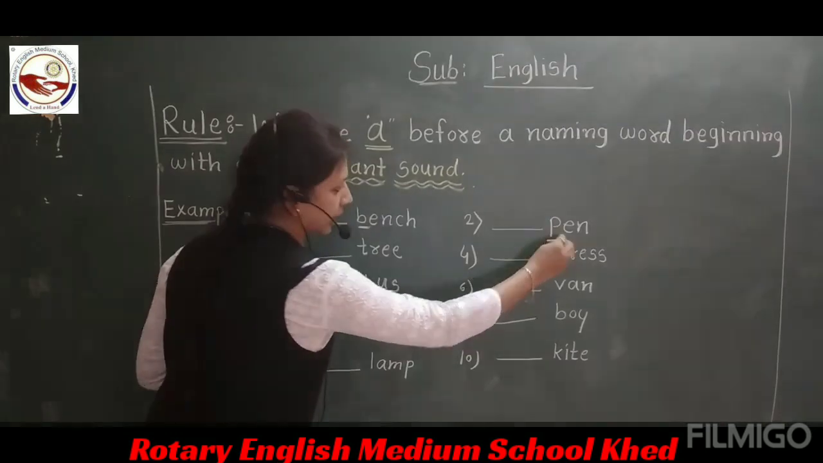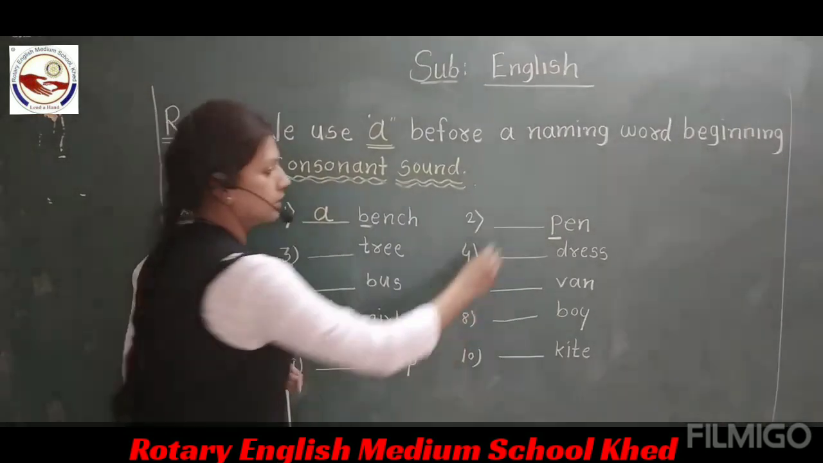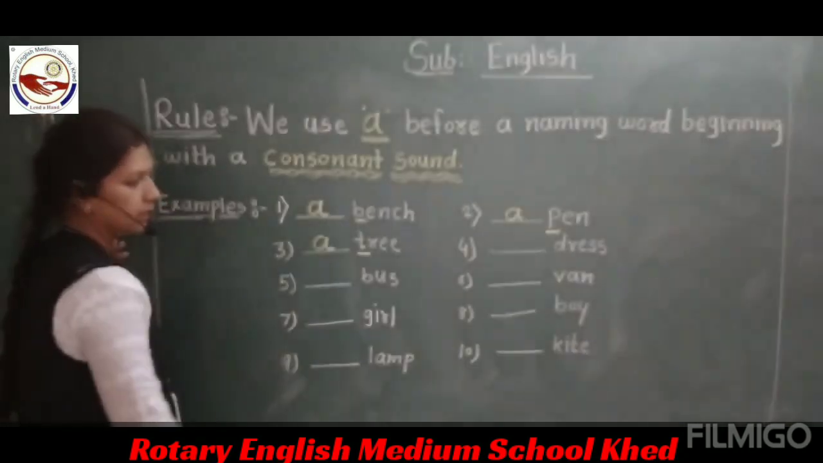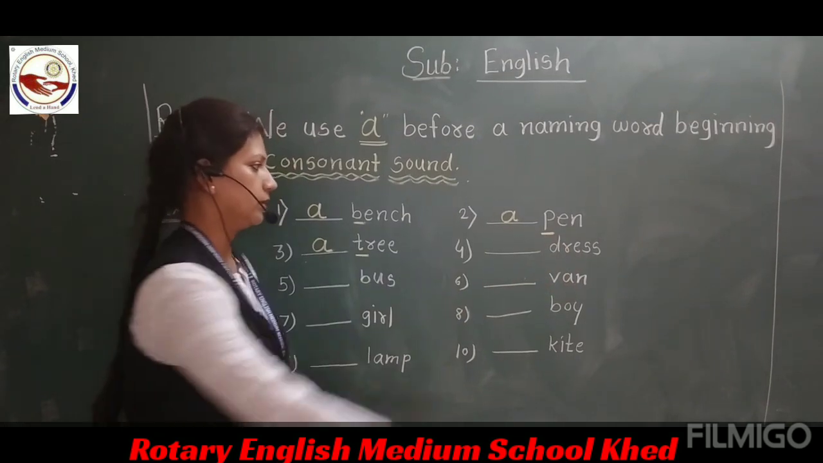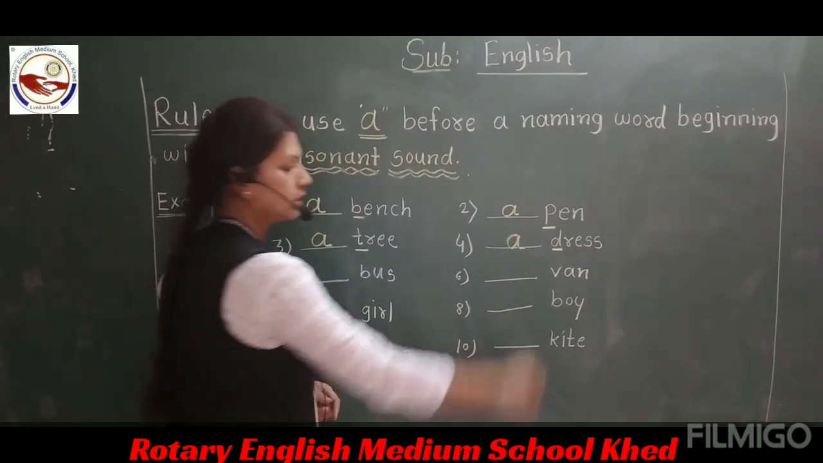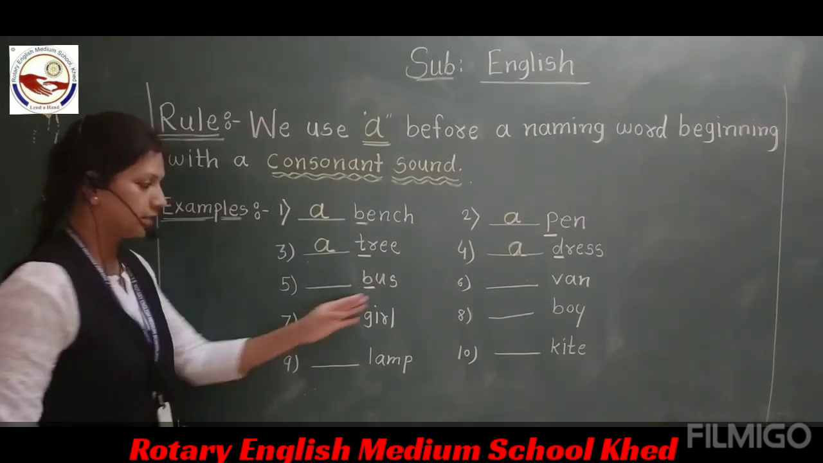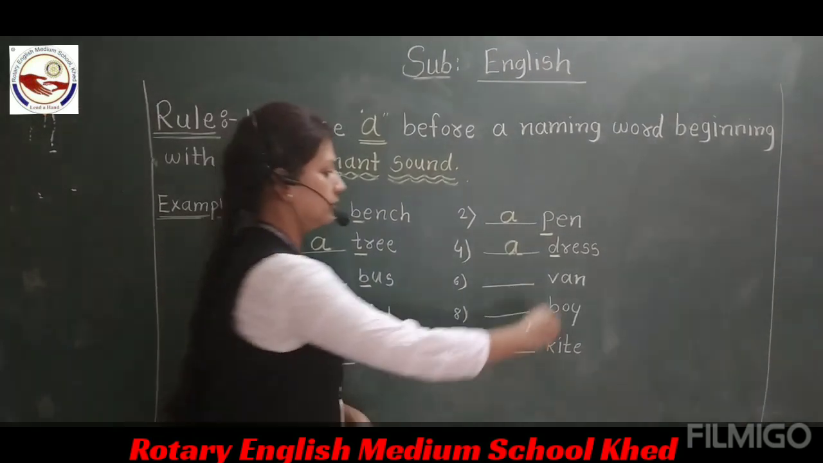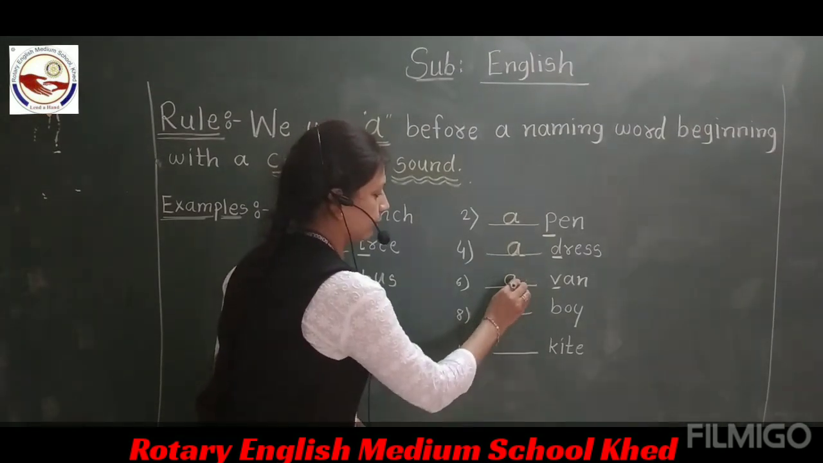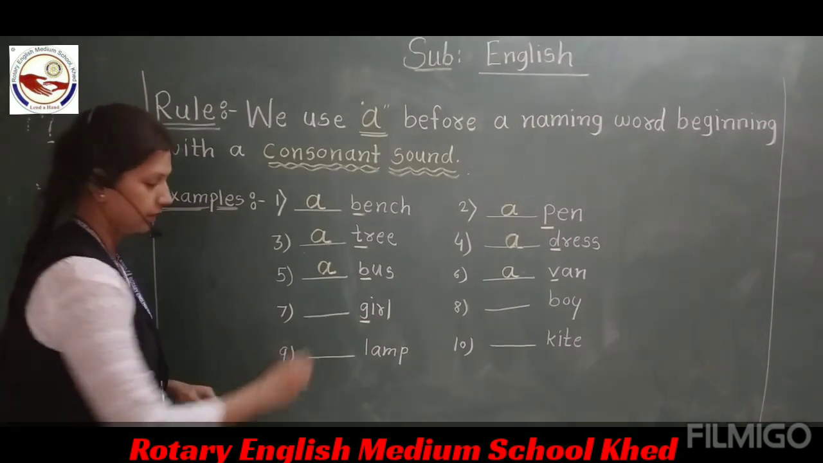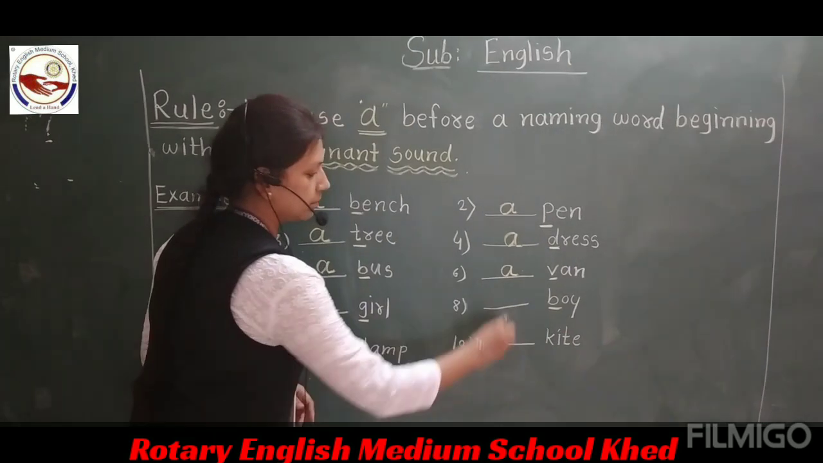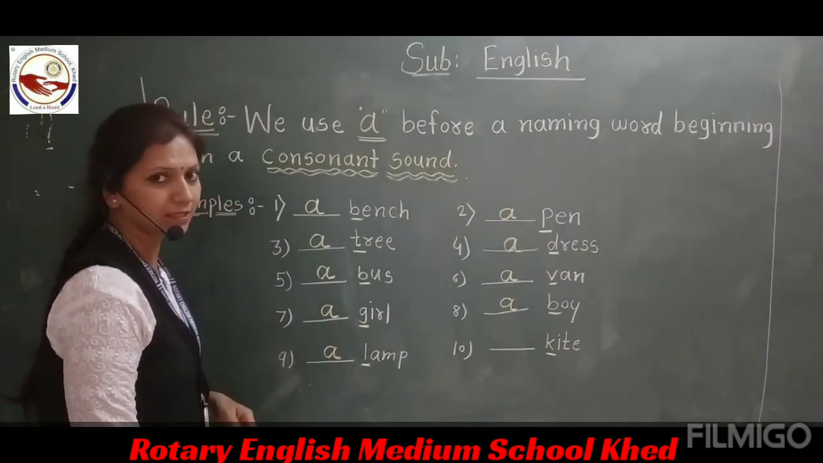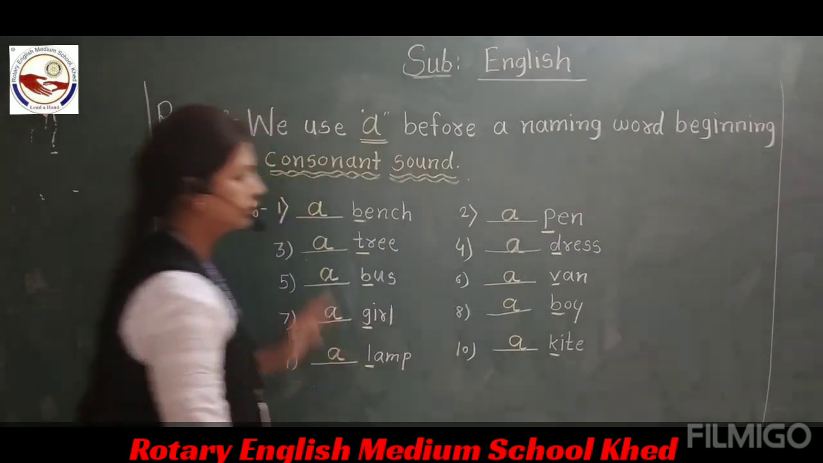The next word, pen. P is a consonant, the sound is P. So again, a pen. Next is a tree. Next word is dress. D is also a consonant, so a dress. Next is bus, a bus. Next is van. V is also a consonant, so a van. Girl, G, a girl. Boy, a boy. Lamb, a lamb. And the last one is K, cat, so a cat.